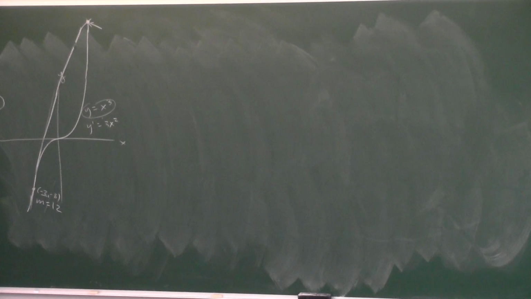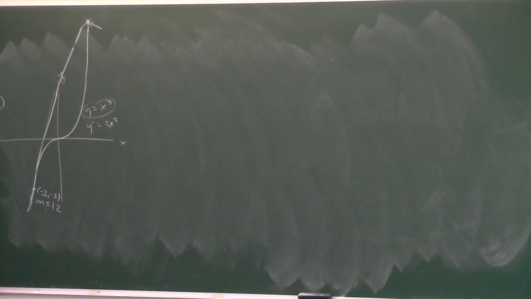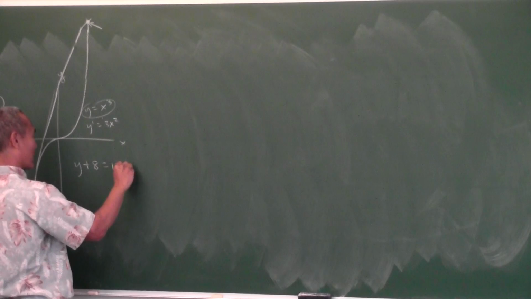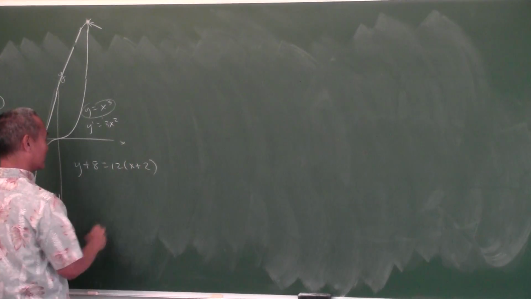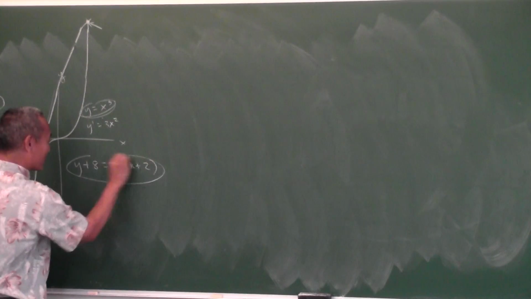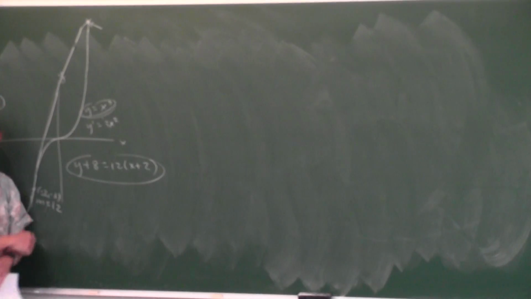It's very steep. Can I write the equation of this line? How do you write the equation of a line if you know the point and the slope? Point slope. y + 8 = 12(x + 2). So here's the equation of the graph. Here's the equation of the tangent line. How do I figure out where they're going to intersect?